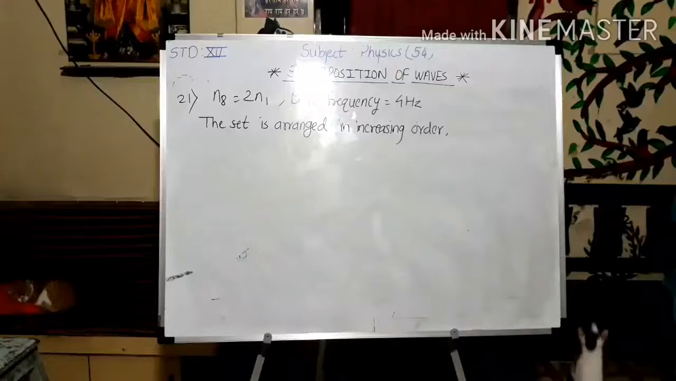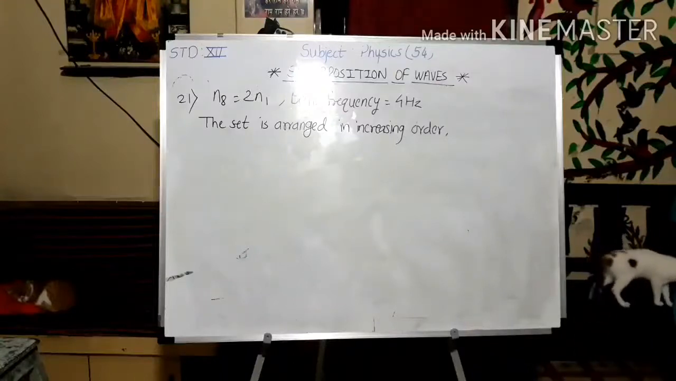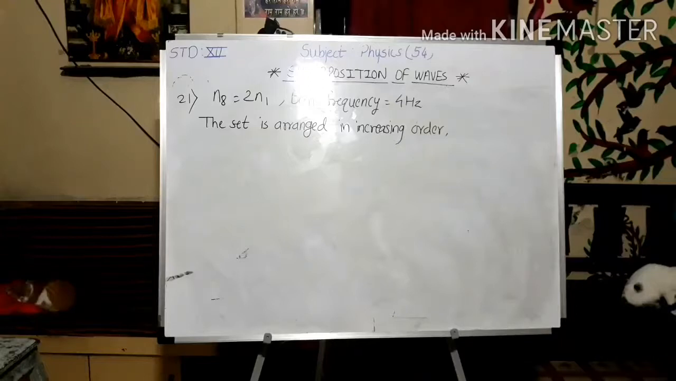So the next example is on the board. I have written just the given things. I will read that numerical, which is the 21st numerical from your exercise. It is given that a set of 8 tuning forks is arranged in series of increasing order of frequencies. Each fork gives 4 beats per second with the next one, and the frequency of the last fork is twice that of the first. Calculate the frequency of the first and the last fork.